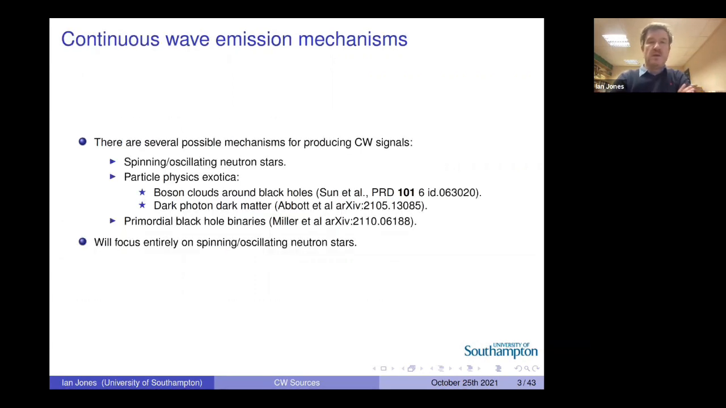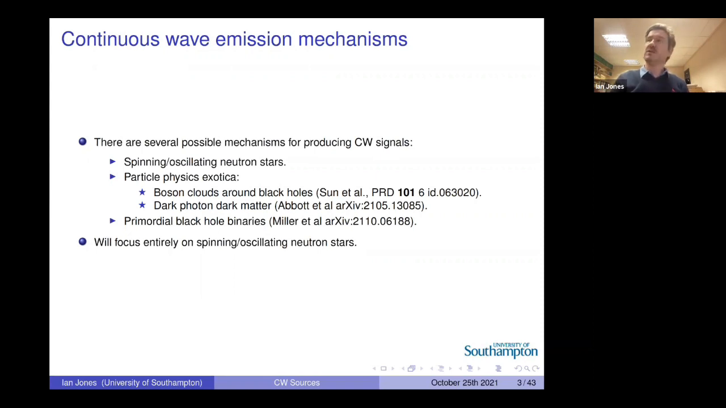So what are the possible sources that we're talking about here? Well, 99% of the time when we're talking about gravitational waves, it's the first of these bullet points. I hope you can see my mouse. I put it next to the first sub point. 99% of the time, we're thinking about neutron stars, and basically a spinning or oscillating neutron star. But that isn't the only thing that could produce a continuous gravitational wave.